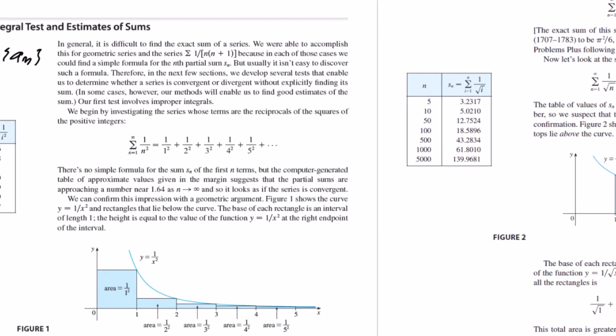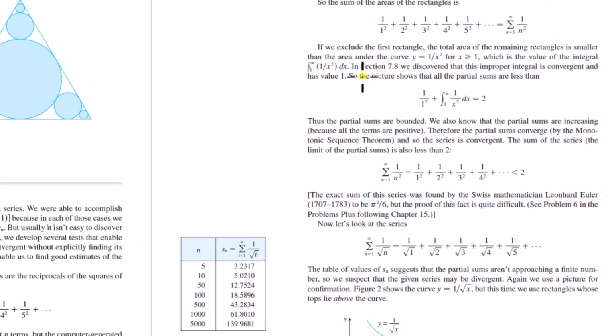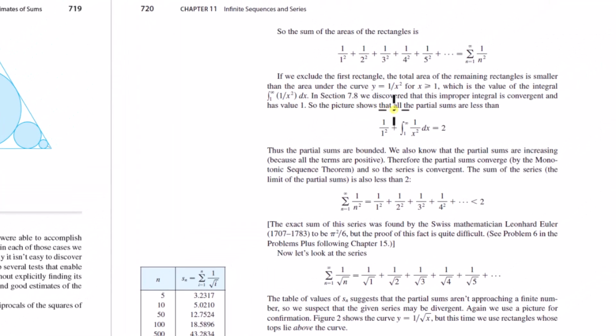Okay, so it says, in section 7.8, we discovered that this improper integral is convergent and has value 1. We found this here in section 7.8. So the picture shows that all the partial sums are less than, and they take this improper integral here and then add this 1 over 1 squared to it. They're all less than 2.